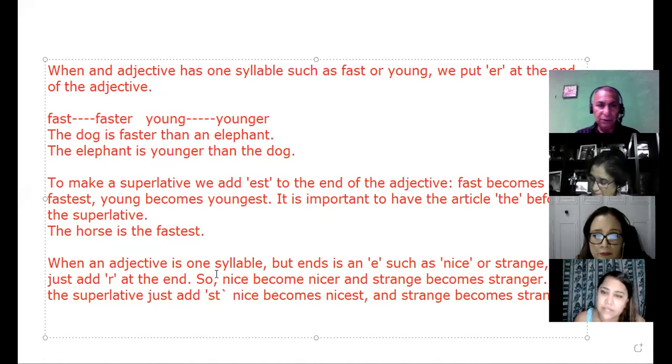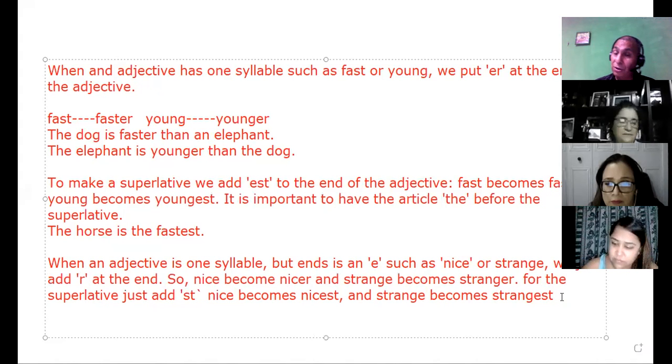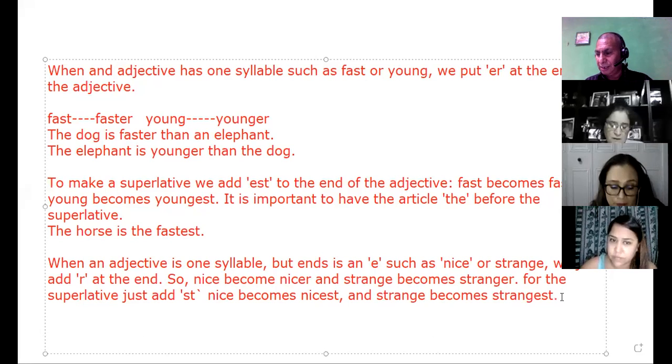Strangest. See, notice that we are only adding the ST because the E is already there. So be careful, even though it looks very easy, it is easy to make mistakes. Okay, so strangest. Very good. So that is our second rule.